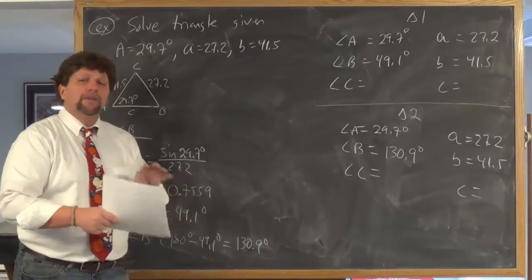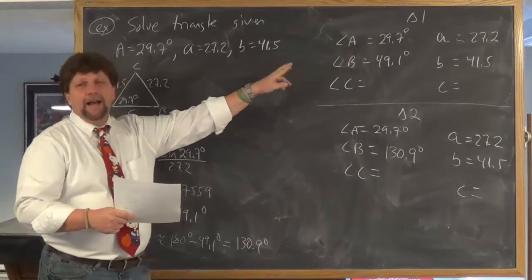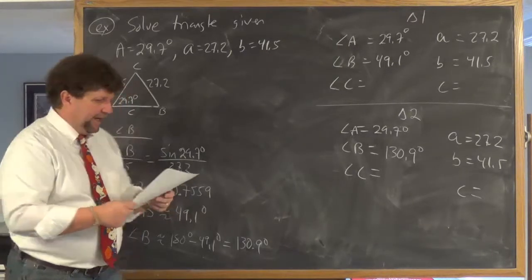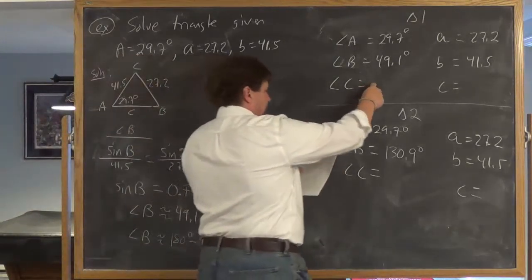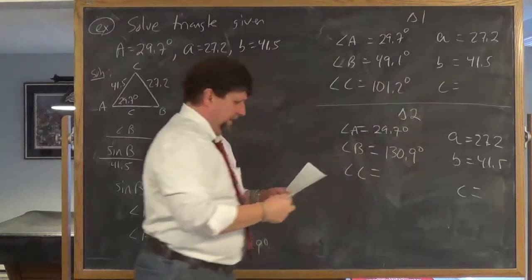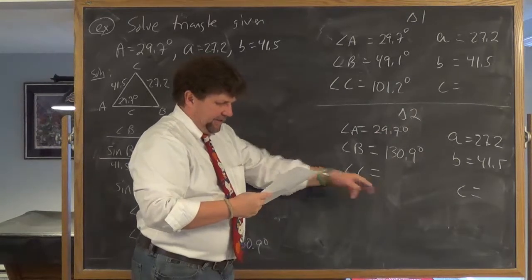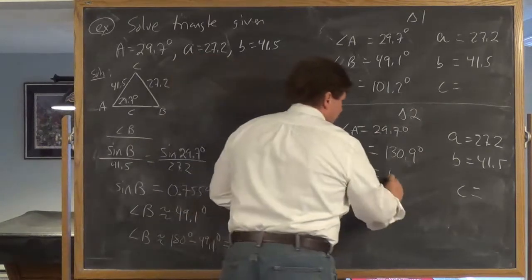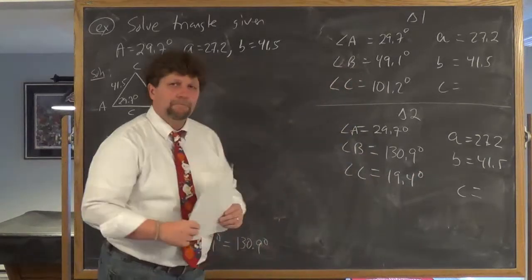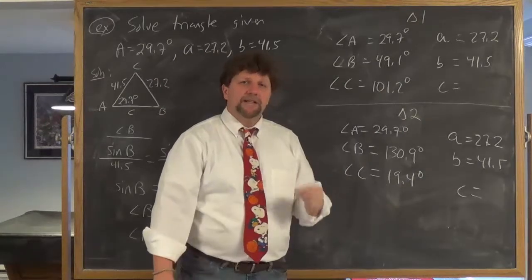Notice on both triangles it would be easy now to find the measurement of angle C. Add A and B and subtract from 180. So if you add A and B and you subtract from 180, up here you're going to get angle C to be 101.2 degrees. And here you're going to get angle C to be 19.4 degrees. So all that's left in each of these is to find the measurement of side C.